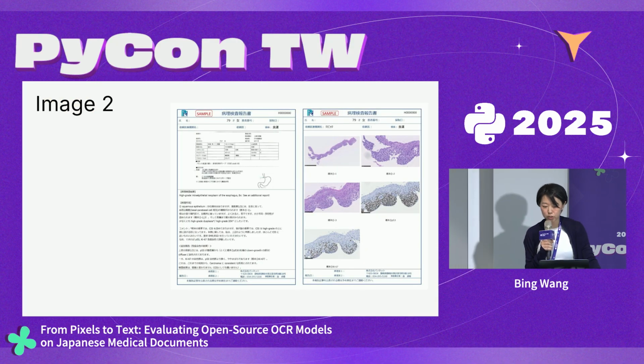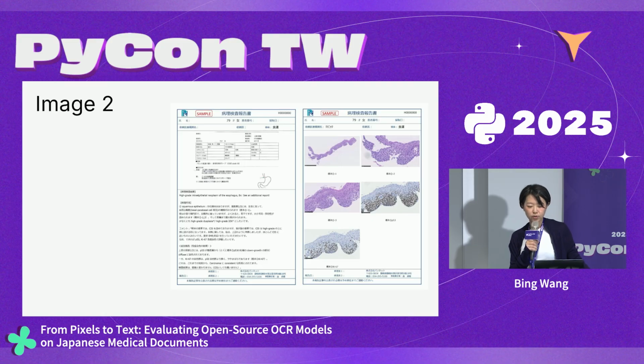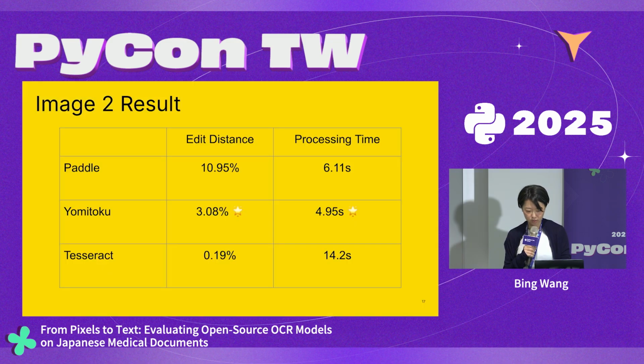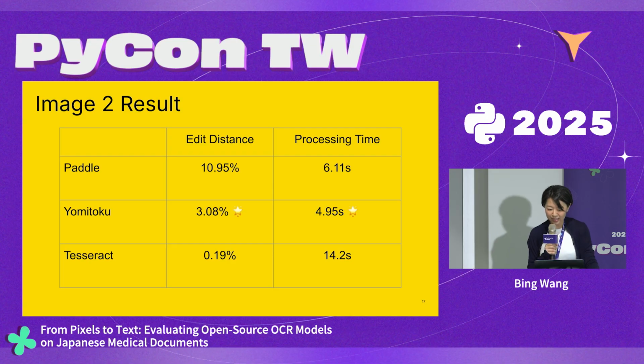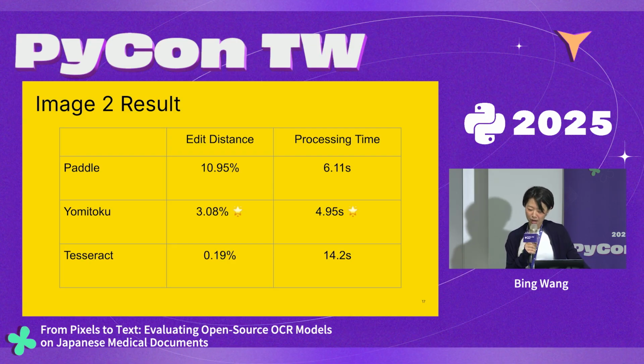And then image number 2, we have a report that's more complicated in terms of its layout. It has 2 panels, some forms, images with subtitles. Let's also take a look. Again, Yomitoku, the smaller project trained with predominantly Japanese data, outperformed the other 2 models. And it's also the fastest. Oh, and in terms of the processing time, it's an average of 5 runs.